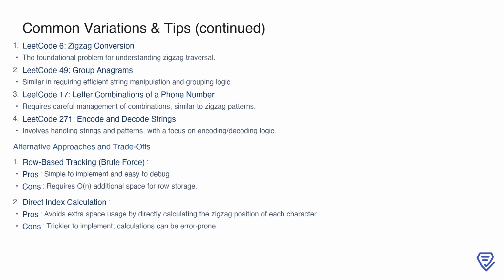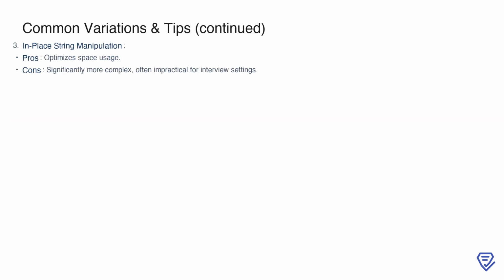In terms of approaches, the row-based tracking method, often called the brute force solution, is a common starting point. It's straightforward to implement and debug but requires O(n) additional space to store rows. On the other hand, direct index calculation avoids this extra space by computing the zigzag positions directly. While this can improve space efficiency, it's a bit more challenging to implement and can lead to errors if not handled carefully. For those looking to push for even greater optimization, in-place string manipulation is an advanced technique worth mentioning. By modifying the string directly, this approach minimizes space usage completely.